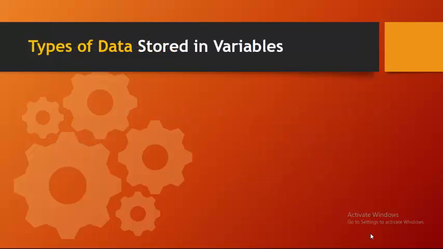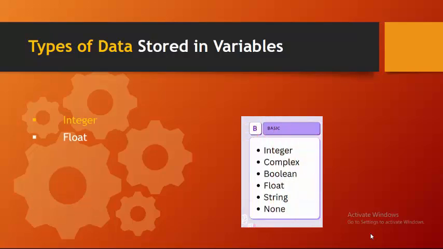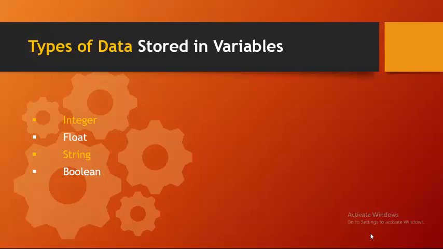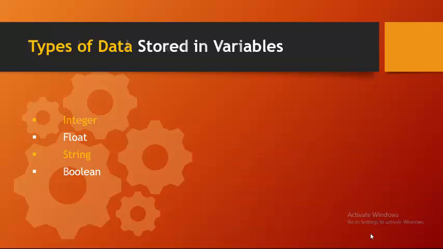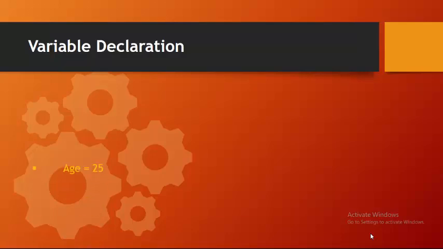Let's take a closer look at the types of data we can store in variables. Python supports various data types including integers, floats, strings, and booleans. Here is how each of these types works. age = 25, an integer. height = 5.9, a float. name = "John", a string. is_active = True, a boolean. As you can see, age is an integer, height is a float, name is a string, and is_active is a boolean. Each of these variables can store different types of data. Python automatically detects and handles the data types for you.